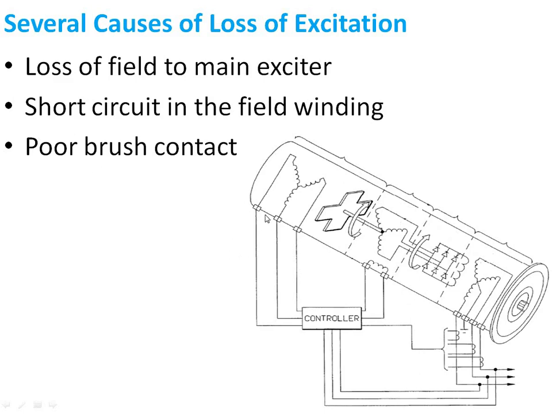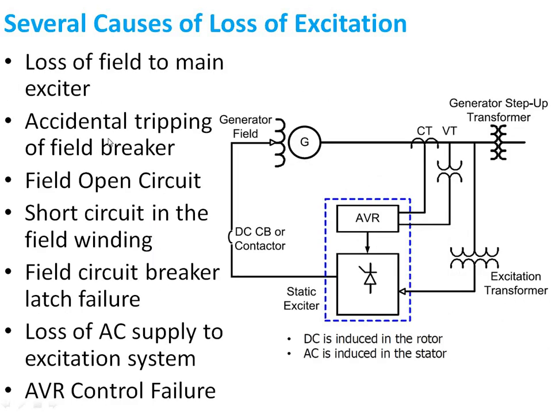Then poor brush contact. Okay, because of the accumulation of carbon on the slip ring, or improper contact, or the spring pressure on the carbon brushes. Because of that, there is sparking and there is a failure of the DC supply to the excitation system.